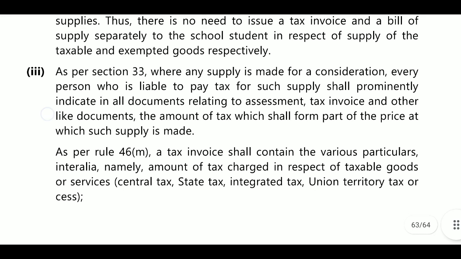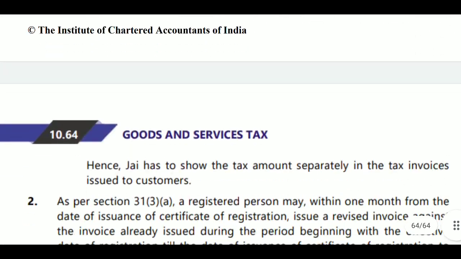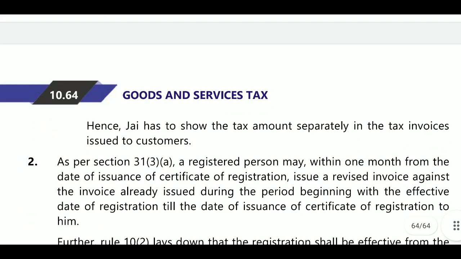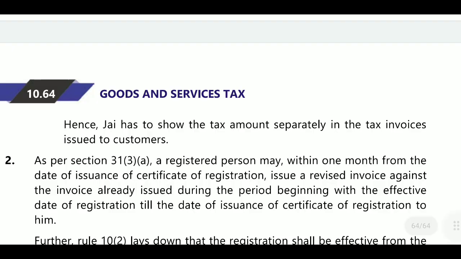As per section 33, what is there? Wherever you are taking consideration for supplying, and you are required to pay tax for such supply, then you are required to prominently indicate in all documents relating to assessment, tax invoice or other documents, and it should form part of the price at which supply is made. And as per rule 46, a tax invoice must contain some information related to particulars, the name of the person and whatever taxes are charged. That is question number 1, third point. So, hence Joy has to show the tax amount separately in the tax invoices issued to the customers.